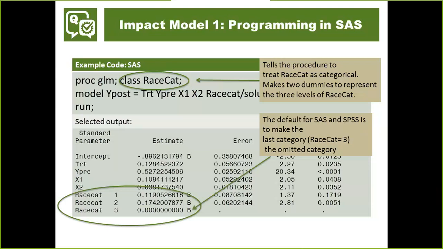That's its way of telling you that the racecat 3 category is the omitted category. It also puts B's next to all of the dummy variables when it does this. Don't let the B's bother you. They're not telling you that something is wrong, and they're always going to be there when you use the class statement as a way of making dummy variables.